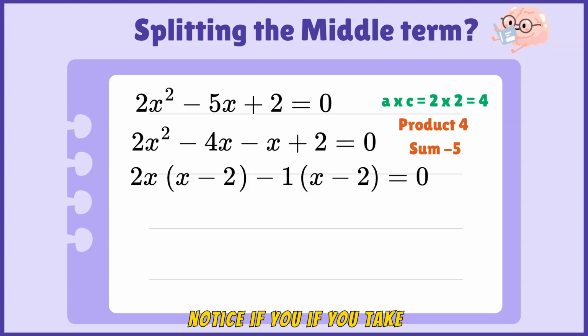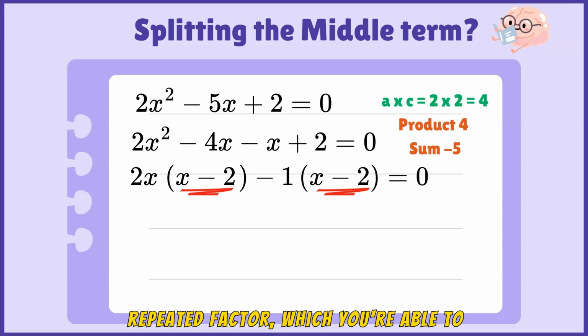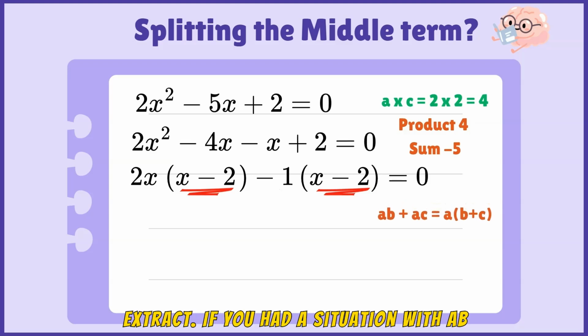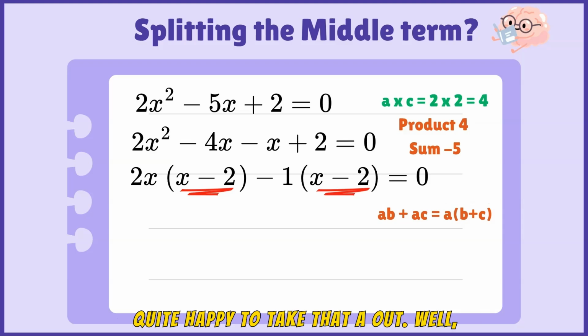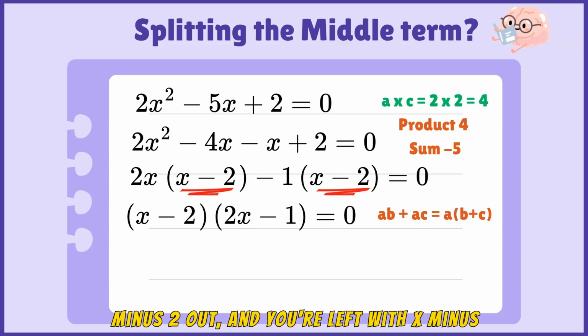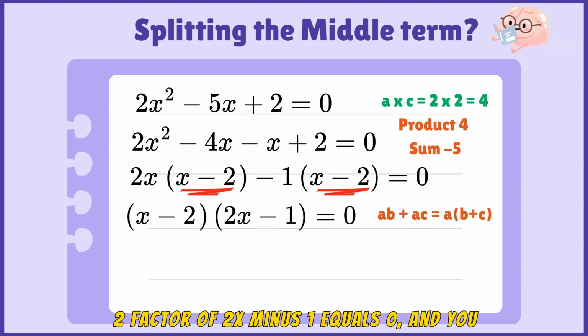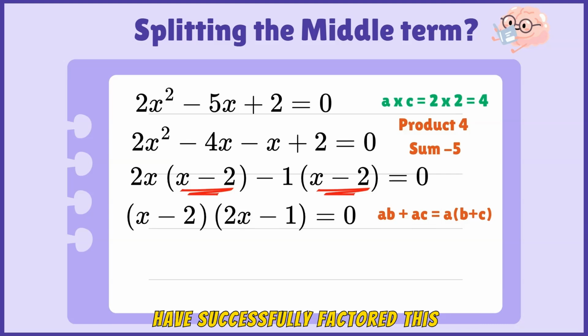And then you notice if you take -1 out and factorize it from -x plus 2, you get -1 times x minus 2. And now you see a repeated factor which you're able to extract. If you had a situation with ab plus ac equals a times b plus c, you'd be quite happy to take that a out. Well, this is no different. You take the x minus 2 out, and you're left with x minus 2 factor of 2x minus 1 equals 0, and you have successfully factored this equation.